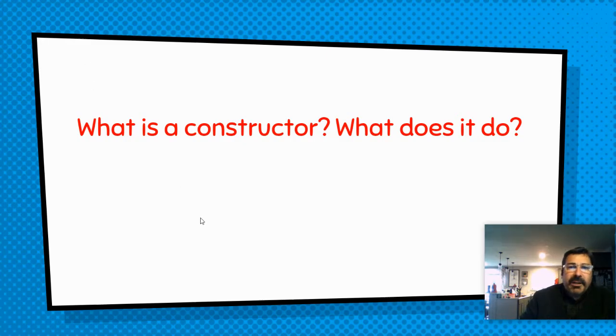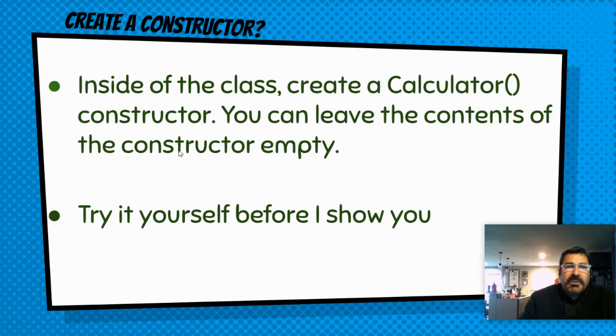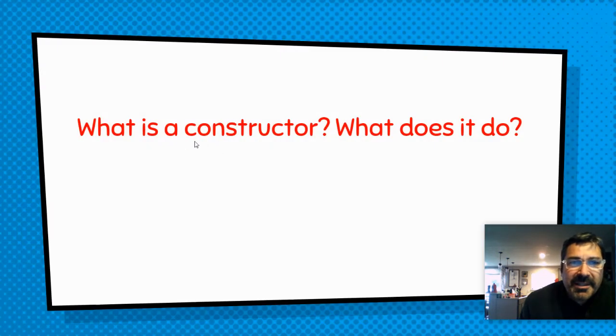Please write that down, look it up, figure out what that is. So inside of the class, create a calculator constructor. Wait a minute, I should probably tell you what a constructor is. It is a special method that runs one time. It runs right at the beginning, and it builds your object, or an instance of the class, same thing. Special method runs one time, builds an instance of the class or an object based on that blueprint.